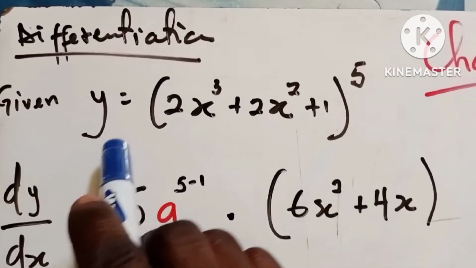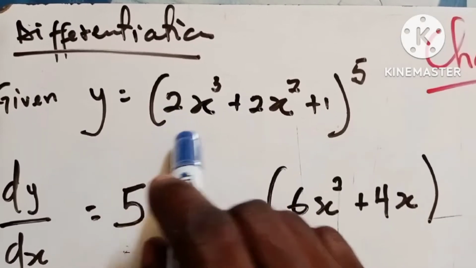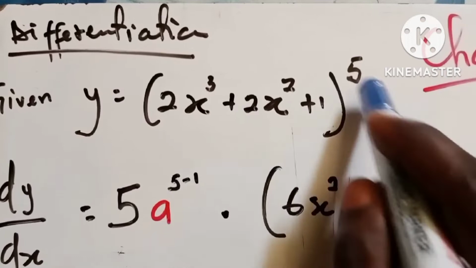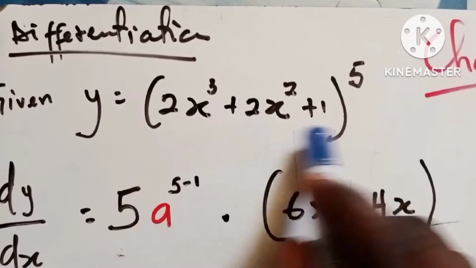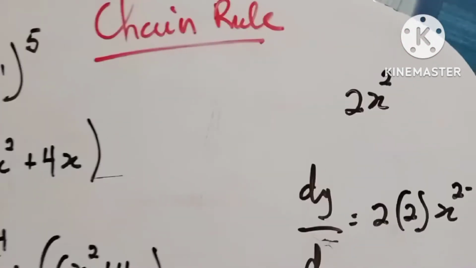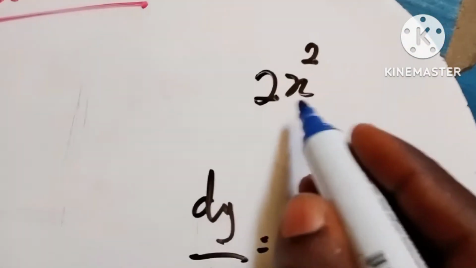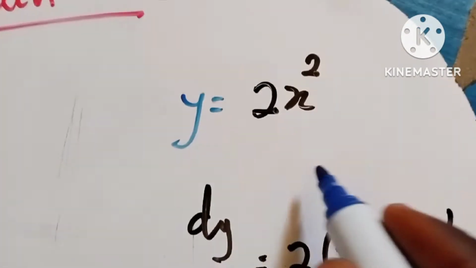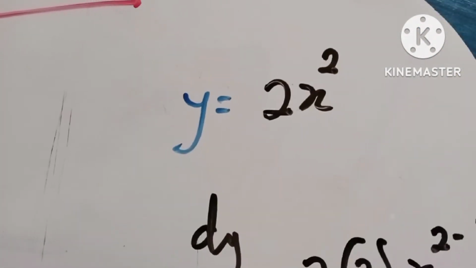Now, if you have something that goes like y is equal to (2x exponent 3 plus 2x squared plus 1), everything raised to the power 5, this is what we are going to differentiate. The key here is that we must have the idea on how to differentiate something like this. Maybe this can be called a polynomial function; that's the technical name here.